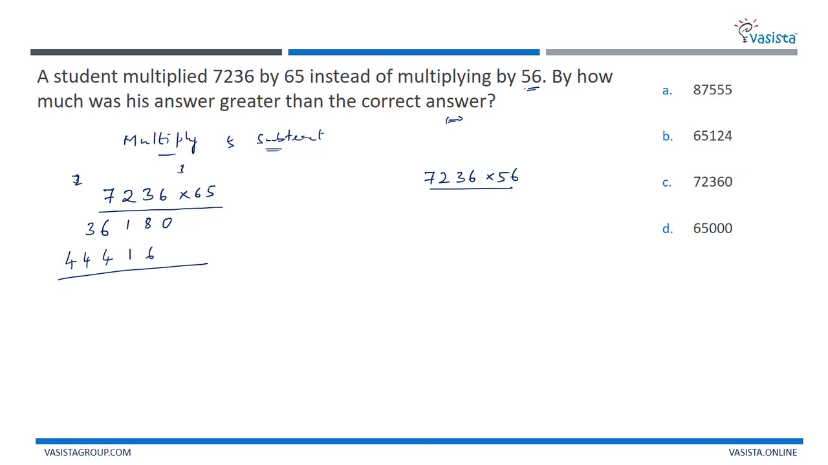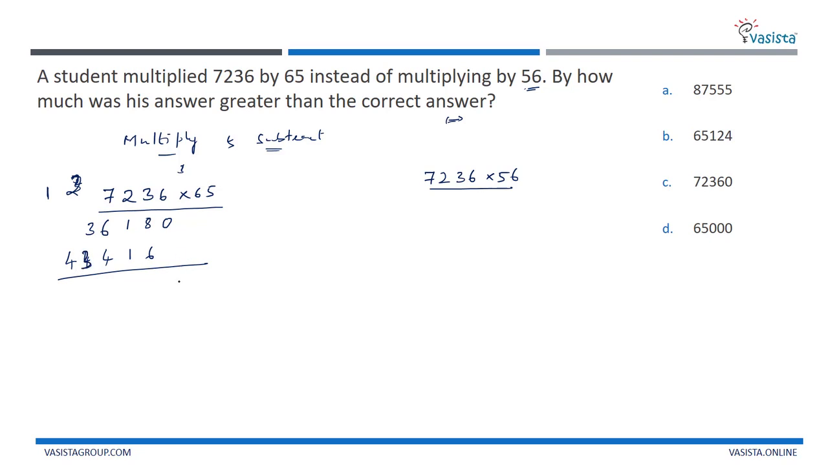Let us check once again. So 6 6 is 36, 3 carry. 6 3 is 18 plus 3 is 21, 2 carry. 6 2 is 12 plus 2 is 14, 1 carry. 6 7 is 42 plus 1 is 43. You need to be careful.